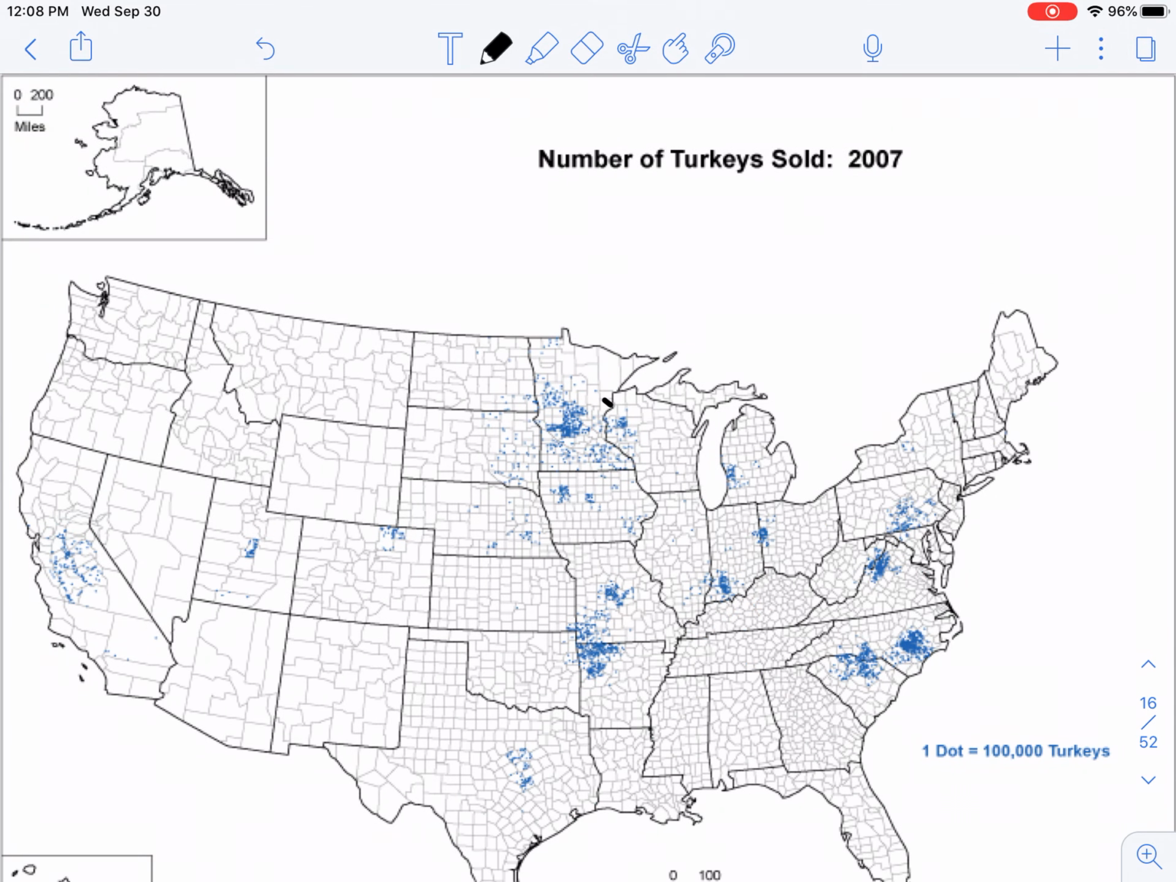You look at turkeys. Again, I think we did a choropleth back in Unit 1. Showed Minnesota as being one of the top 5 turkey producing states in the country. There's some of the other areas where you see that.